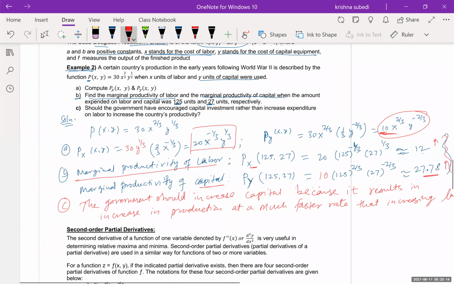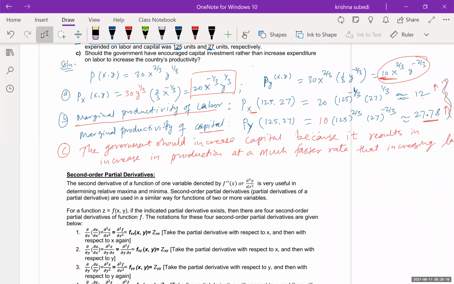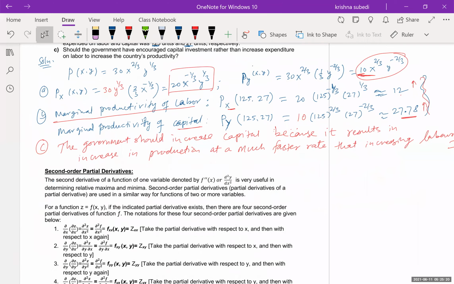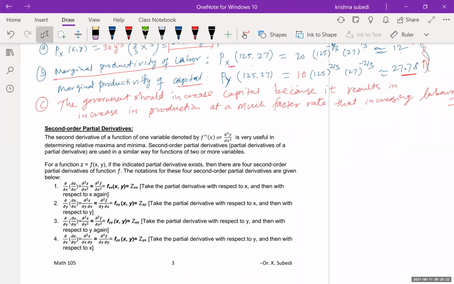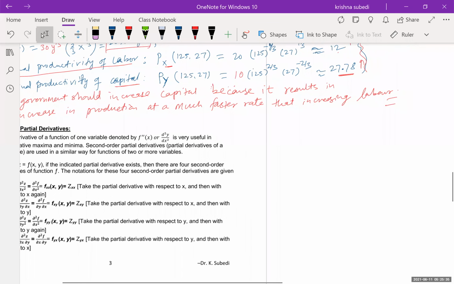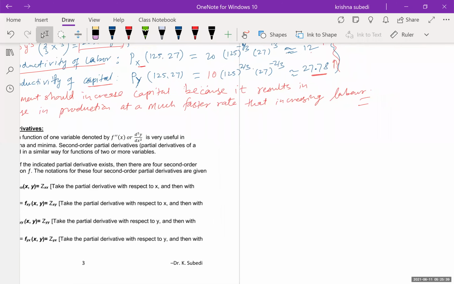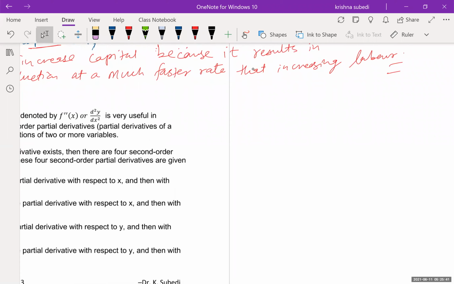Any questions so far? All right, so if no question, then let's move forward. Now we already learned how to find the first order partial derivative. Now we want to learn second order partial derivative as well. Now I want to take you to calculus 1 just for 1 minute if you don't mind, okay?